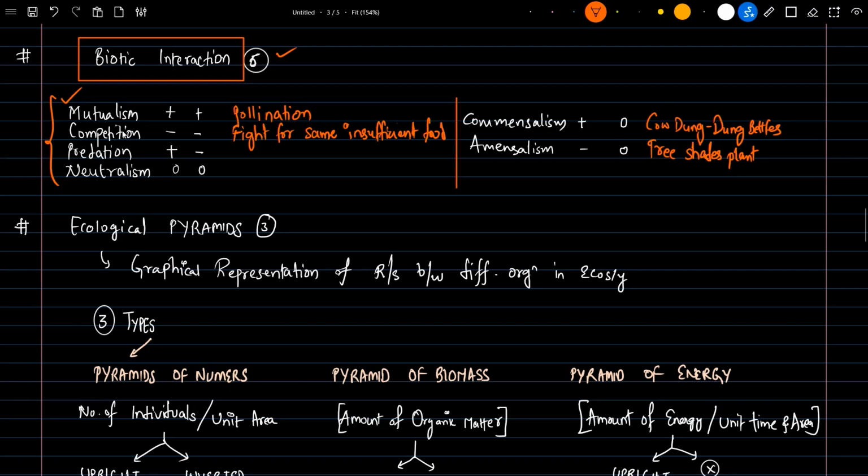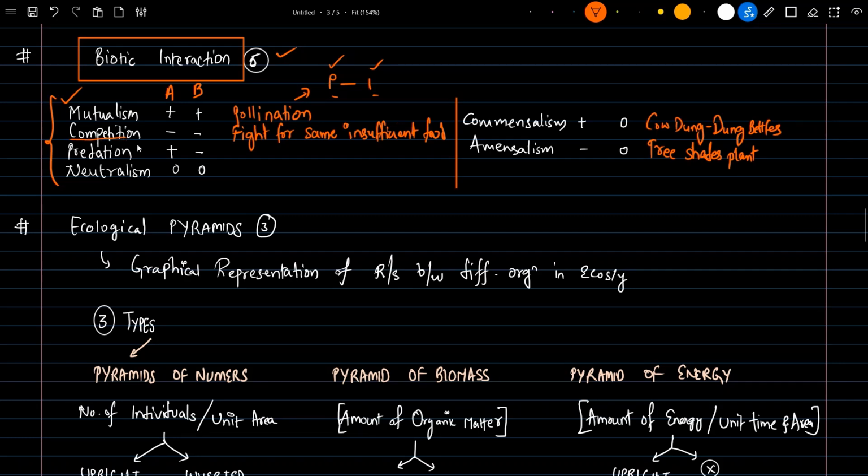In the word itself, mutualism says both will be benefited. So if there is some organism or species, species A and species B, and both the species get benefited, then it is called mutualism. Example, pollination. During pollination, the plant is benefited, and the insect which transfers the pollen grains from one plant to another is also benefited. So both are benefited.